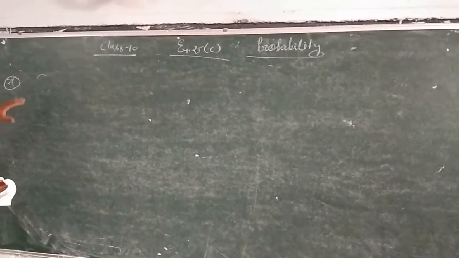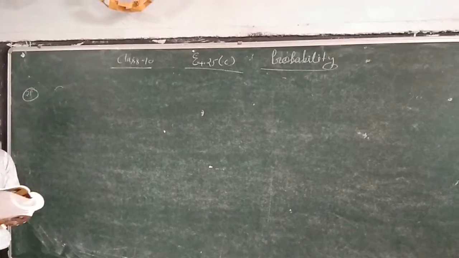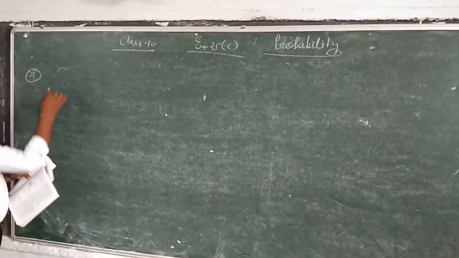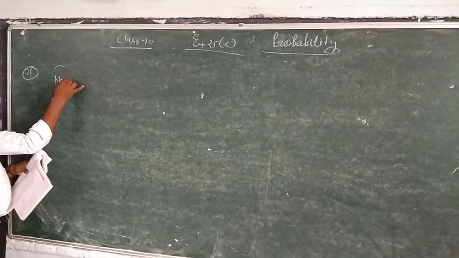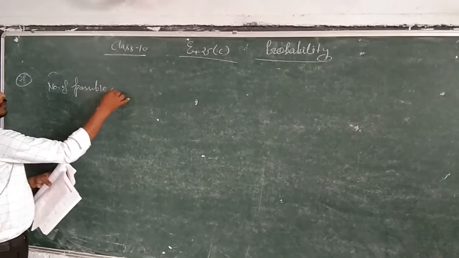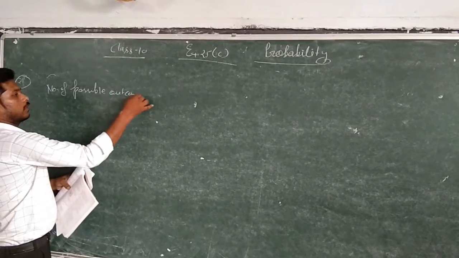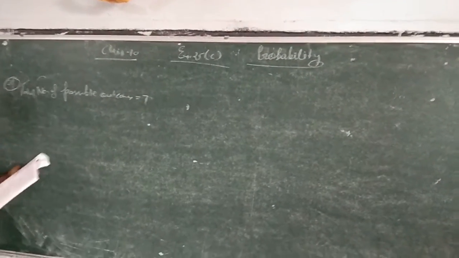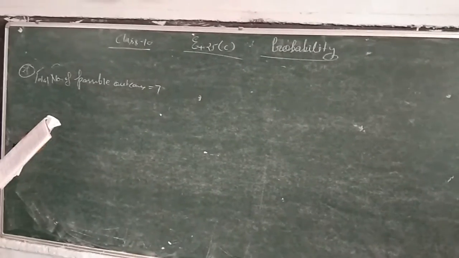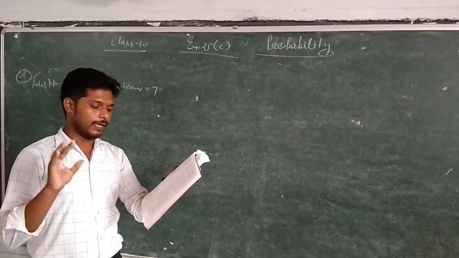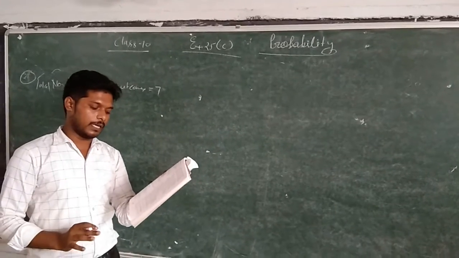Okay, so now we will discuss question number 21. What is question 21? Let's see. 7 cards. So if we talk about the number of possible outcomes, the total number of possible outcomes is 7, and out of them the 8, the 9, the 10, the jack, the queen, the king, and the ace of diamonds are included.